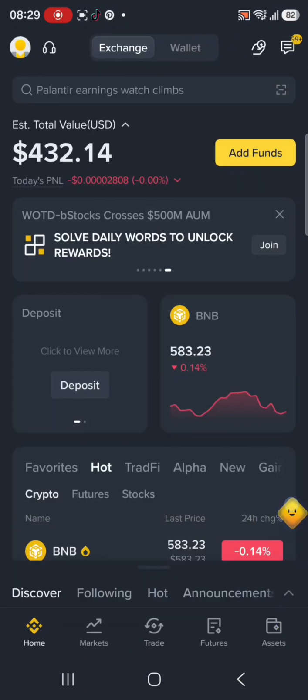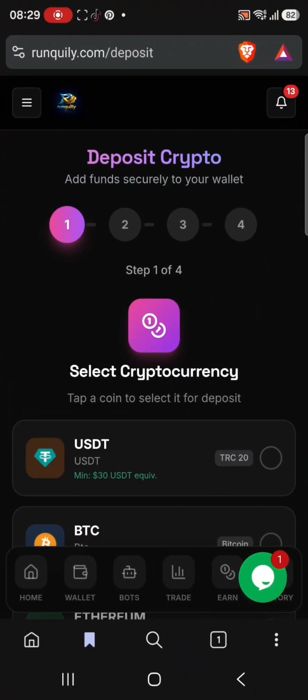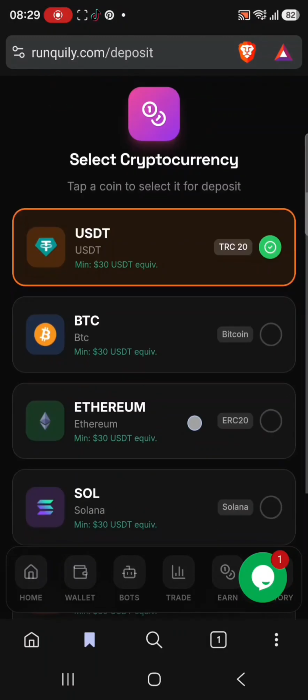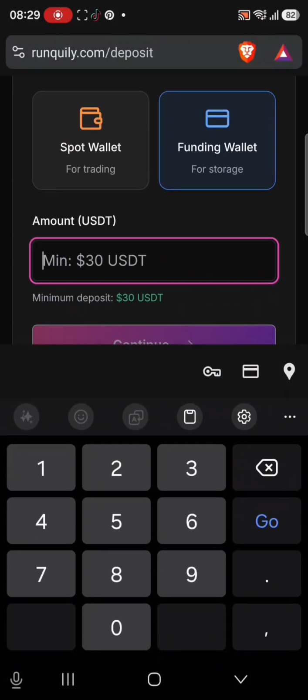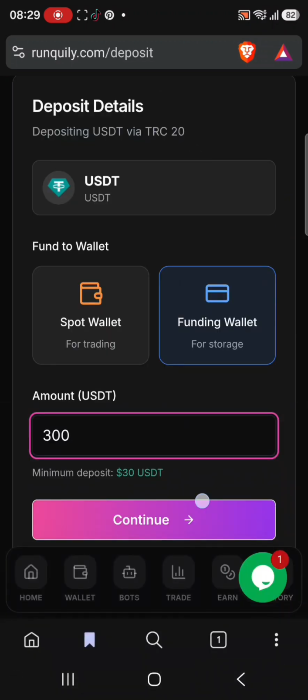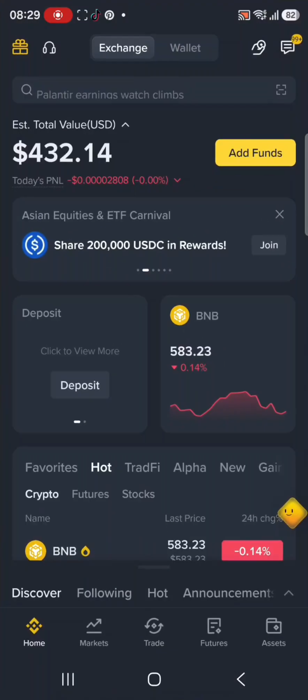So you'll come on deposit in Runquilly, then you click on USDT or BTC or any other. Then you enter amount, let's say 300. Then you click continue, you copy the address. That's how you deposit to your Runquilly so that you can get the arbitrage opportunities.